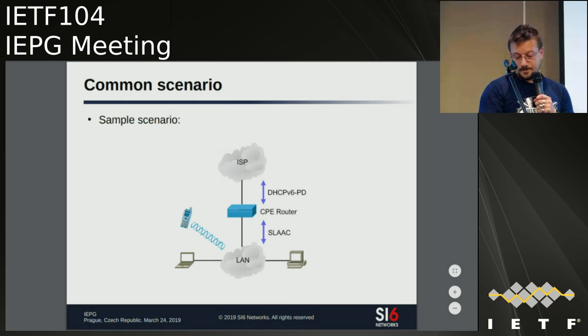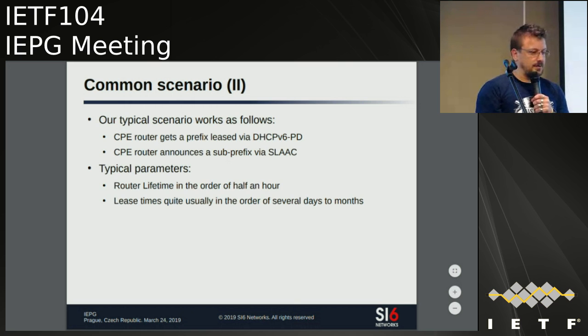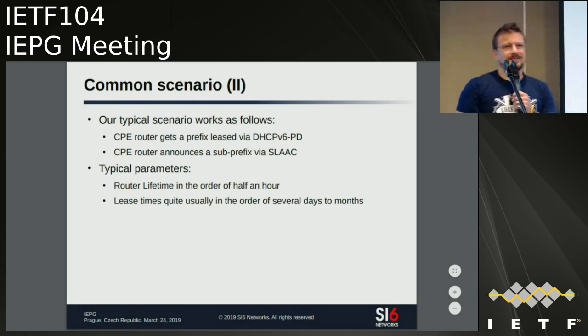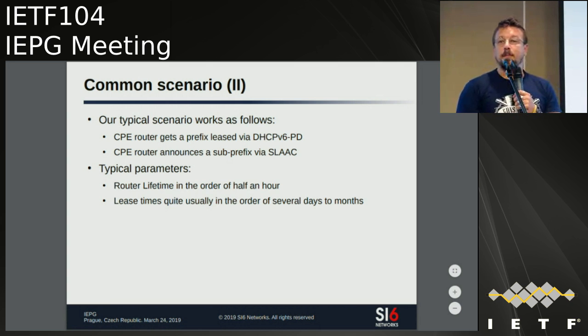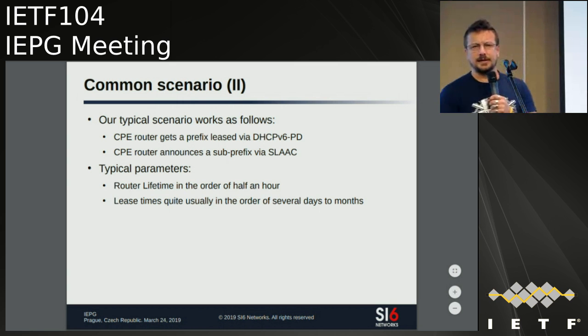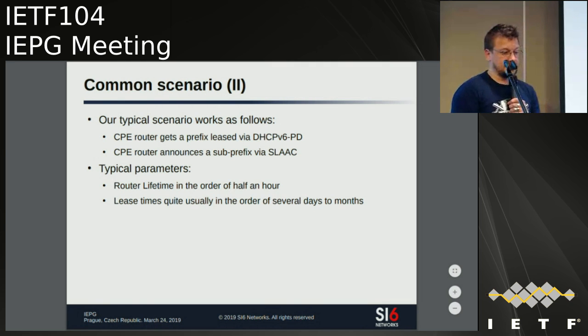So that's quite common. Now, before we get to the problem, something to keep in mind, which is quite important for the problem being discussed, is some of the associated parameters with this deployment scenario. On one hand, typically the router lifetime that is advertised on the local network is in the order of 30 minutes. Typically, if I remember correctly, the default value is 30 minutes. And the lease time is normally in the order of several days to months.